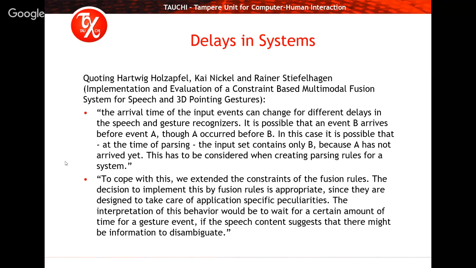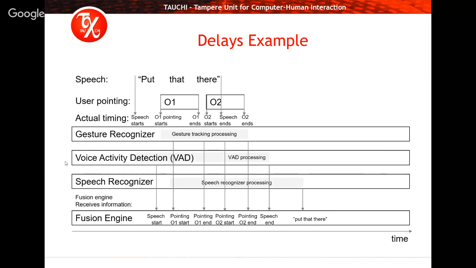And yeah, the Fusion engine must handle this. It cannot assume that it gets all the information the moment it arrives. So this example doesn't show any particular problem. It's just basically what can happen. Basically, "put that there" system. So the user says, "put that there." This is the actual moment when the user starts speaking. This is the actual moment when the user stops speaking.